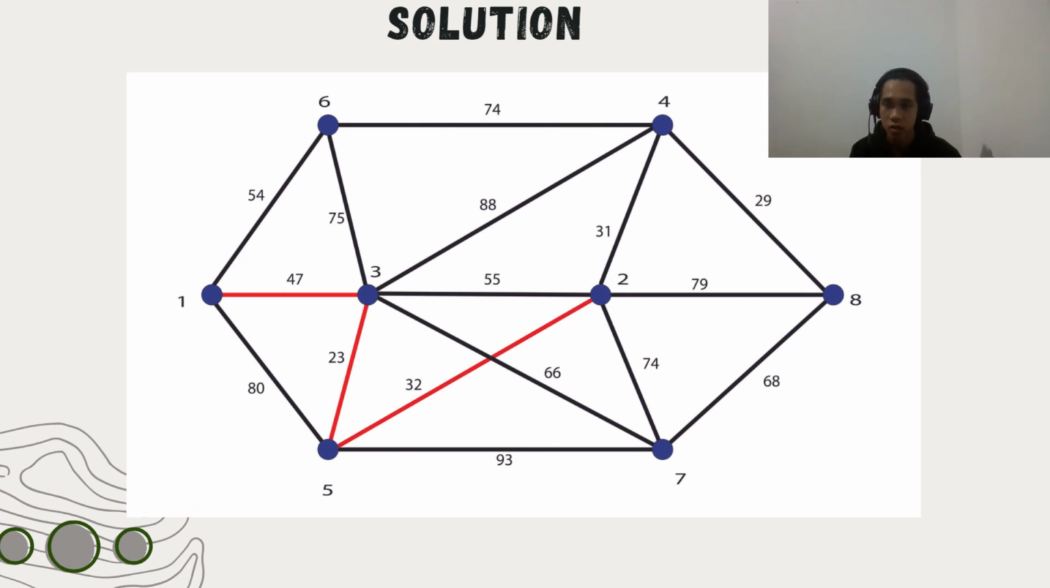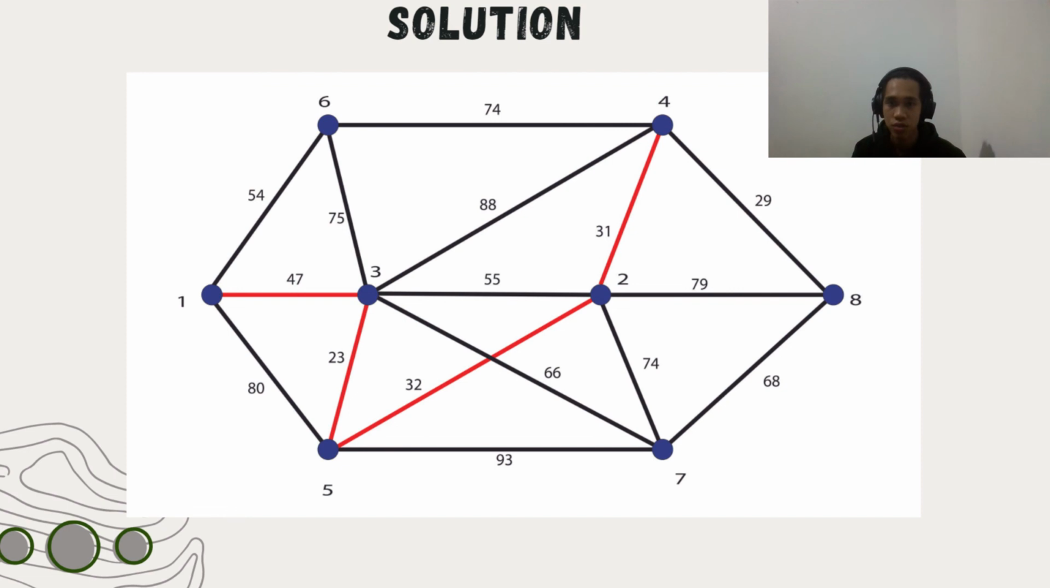Next, we'll be going into point 2. There are 5 ways to connect to point 2, but the least weight of an edge connected from one point to another, which is 5 to 2, is 32, which is the least number out of all the weights that connect to point 2. So that will be our next line, which is 2-5 with weight 32.